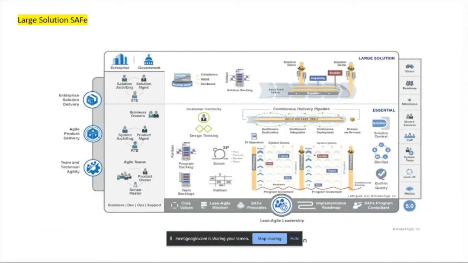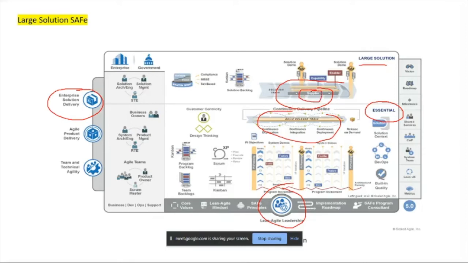Looking at Large Solution, when we look at the large one, Essential will always be there. These competencies will always be there. This is the enterprise, so that's why it's called large. The Large Solution SAFe configuration introduces the Enterprise Solution Delivery competency, which supports those building the largest and most complex solutions that require multiple ARTs. So again, there is more than one ART. There was one ART here, kind of, but there are multiple ARTs here. And suppliers. So there are suppliers here. It's a little bit here, but it's there. But it does not require portfolio-level considerations.